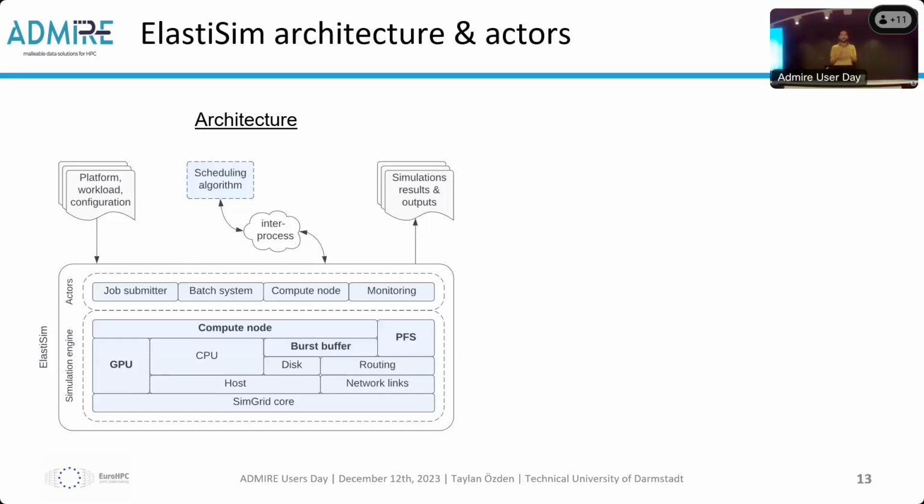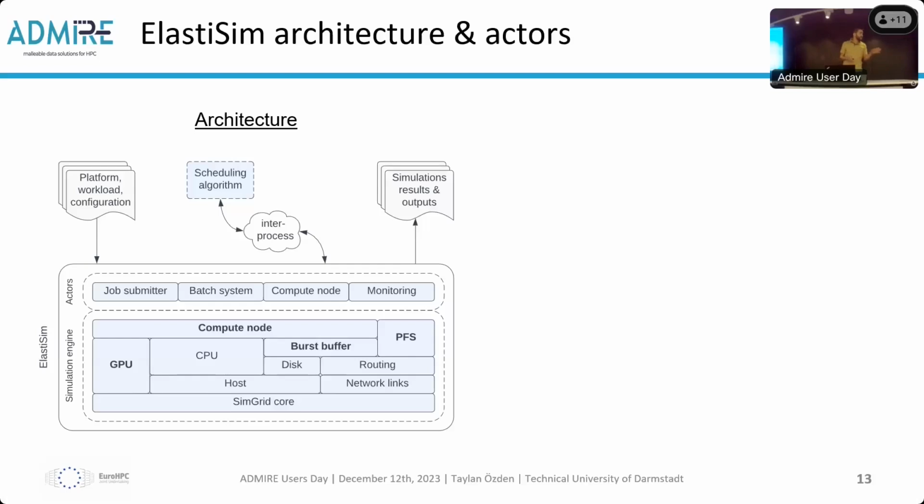So in the end, you get simulation results and outputs. And what's happening in between is that you also provide a scheduling algorithm. The scheduling algorithm is a process that lives outside of the main simulation process, and it communicates via inter-process communication. So each time the scheduling algorithm is invoked, it makes a decision, and that will be forwarded to the simulation process.